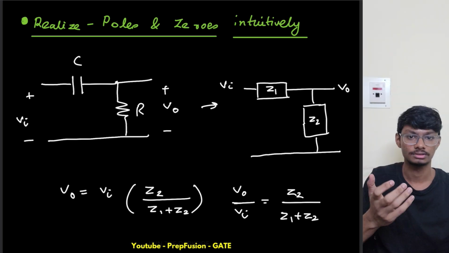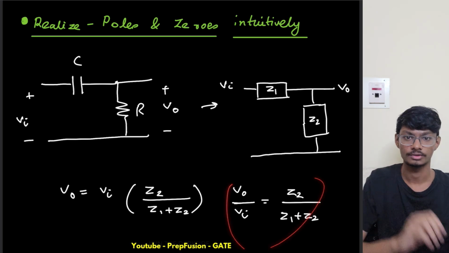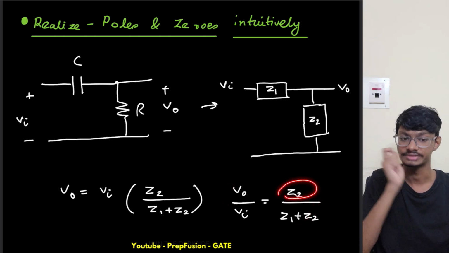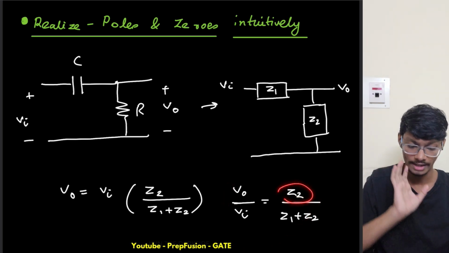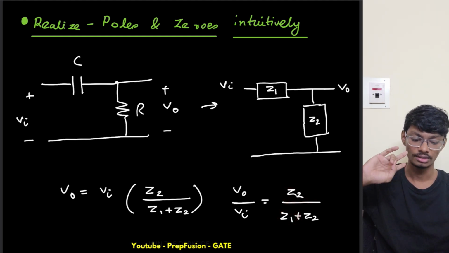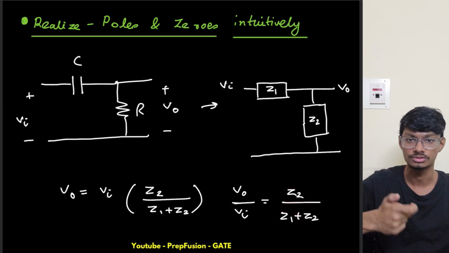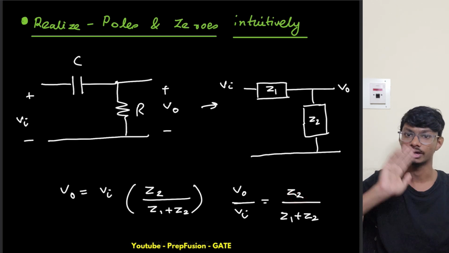Now, how to find the zeros? If this transfer function goes to 0, how can it go to 0? Either Z2 goes to 0, if Z2 equals 0 and Z1 is not equal to 0. Why? Because if both of them become equal to 0, then we will have a 0 by 0 form and it will be undefined.